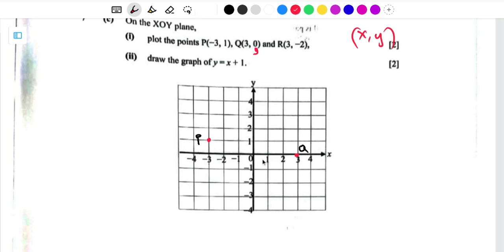R, 3, negative 2. So negative 2 is somewhere here and positive 3 is here. So the point is going to be somewhere here. And this is R. So we have to connect now the points. Starting from this one here, cutting through that point, then here. Then also from here, passing through that point to that, and then from here up to this point here.